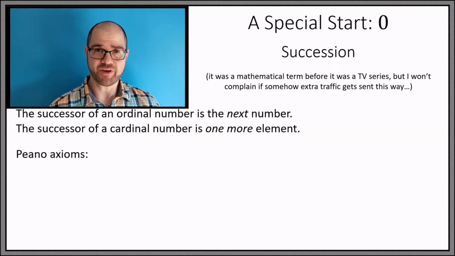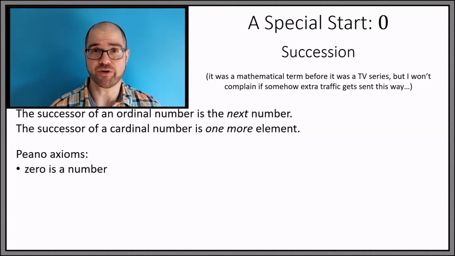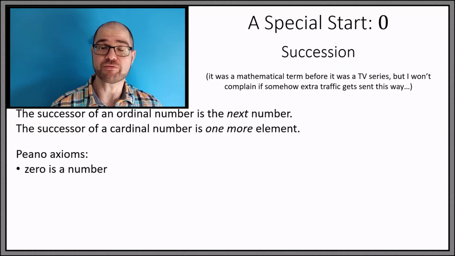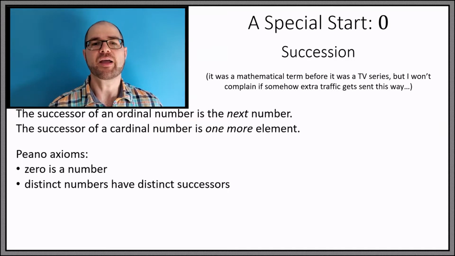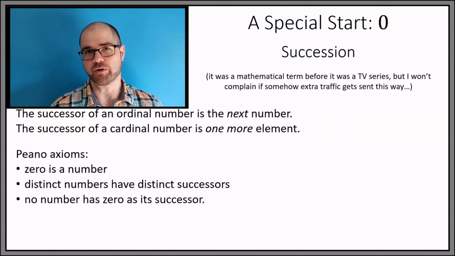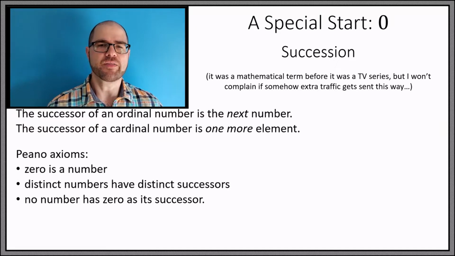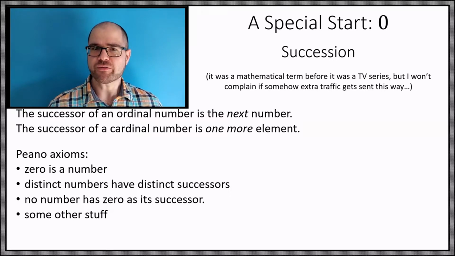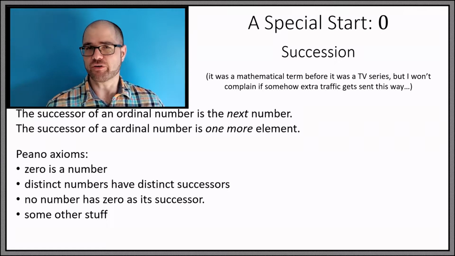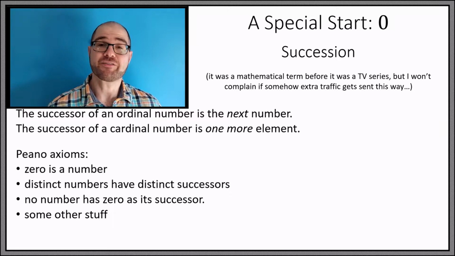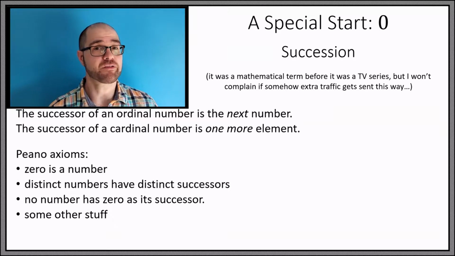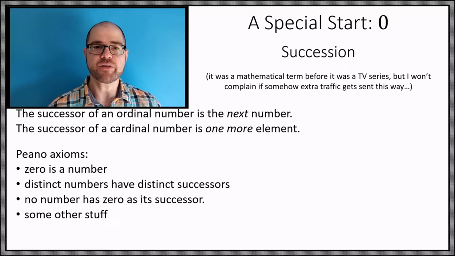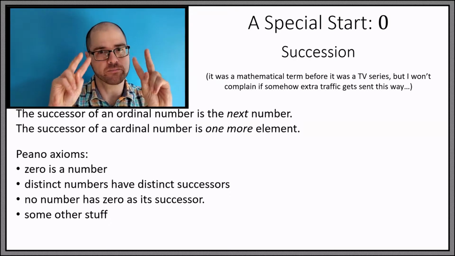For example, we declare that 0 is a number. Also, if two numbers are different, then their successor is different, and nothing has 0 as its successor. There are other Peano axioms, but just from these, we start to do some stuff. 0 has to have a successor, but it can't be 0 because 0 is never the successor of anything. So call this new number 1.